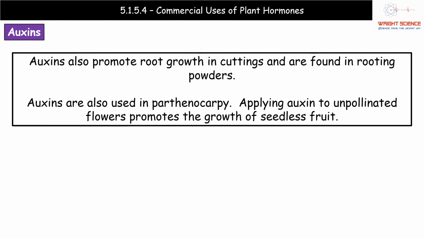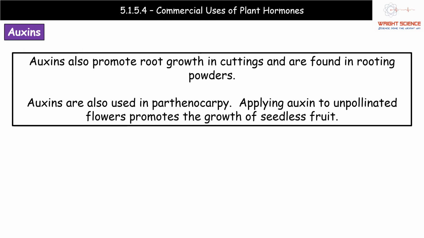The other place that we find auxins is in rooting powders. And the reason we find auxin in rooting powders is because it helps promote root growth. So when we are taking cuttings of our plants, which is a way of producing large numbers of identical clones, we need them to grow roots quite quickly because roots are how they're going to get the water and the minerals from the soil.